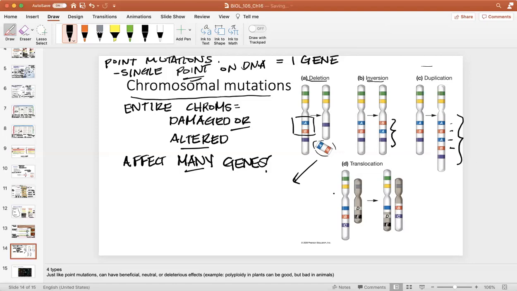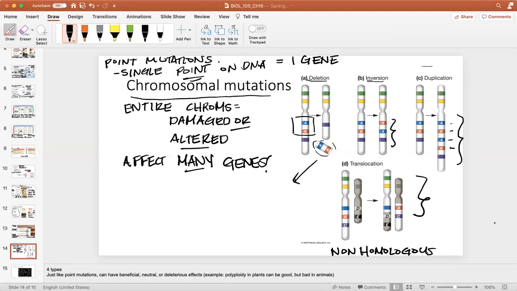Here we have 2 non-homologous chromosomes. These are non-homologous. And what we have here is part of this chromosome being traded with part of this chromosome. And again, whether or not this makes a difference depends on the context, okay?